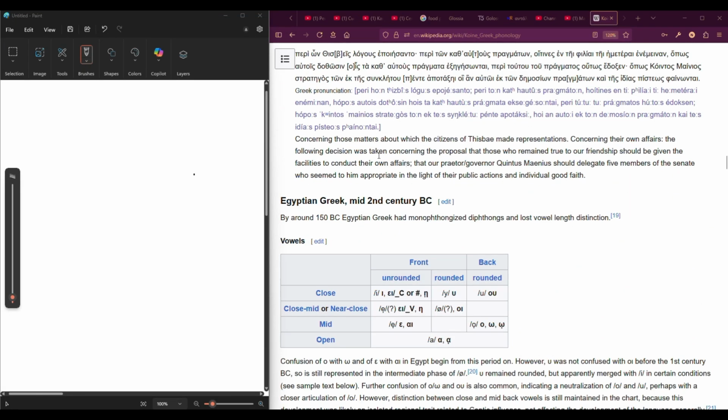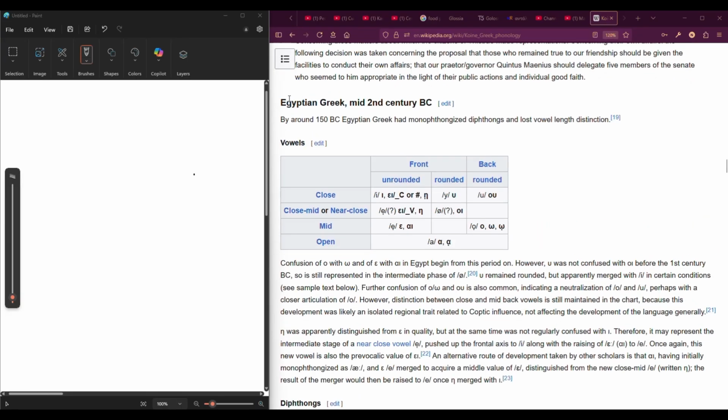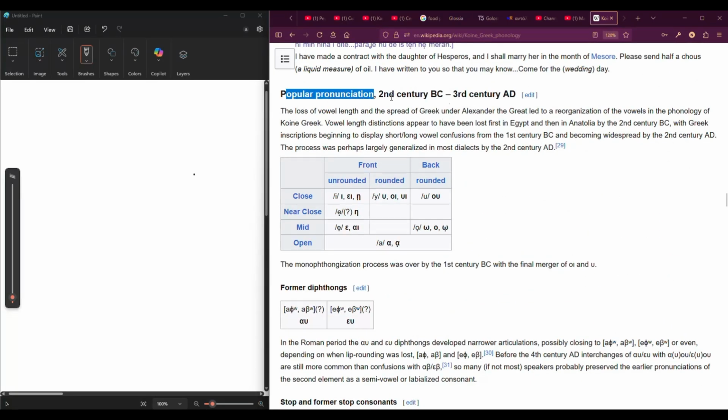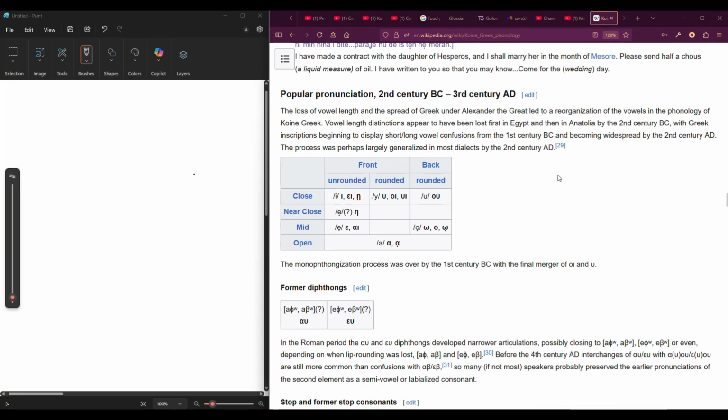Okay, so the phonological interpretation that I'm going to use is sort of seated between the Egyptian Greek section here and mostly drawing from this section. So I'm just going to go through what it says and explain it a little bit, and then maybe read a little bit of what they have as an example to demonstrate what they're saying. Loss of vowel length and spread of Greek under Alexander the Great led to a reorganization of vowels and phonology.